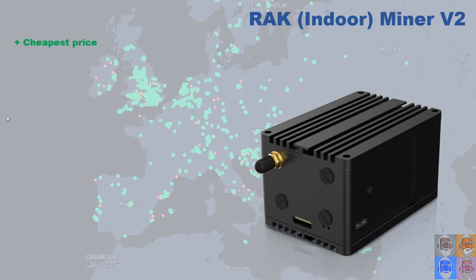Then the RAK, I don't use it. I don't order it. It's the cheapest price. A lot of US citizens have it. I think it's about the price and experience with this miner, because this miner was also used to mine other cryptos. It communicates as well, like Nebra.